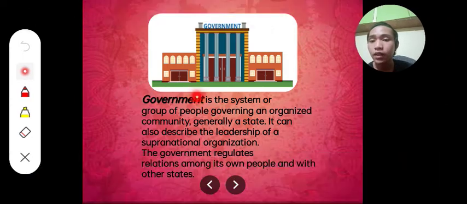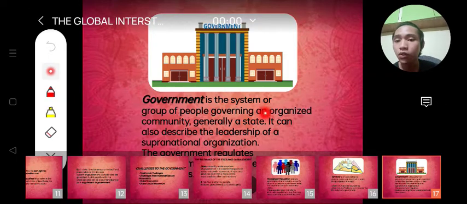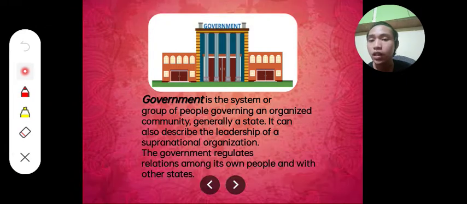The next is the government. Government is the system or group of people governing and organizing the community, generally the state. It can also describe the leadership of a supranational organization. The government regulates relations among its people and other states. So government provides good governance, and government is run by politicians, as we all know, by the jurisdictions. So they can follow certain rules and regulations. They provide laws to maintain peace and economic alliances with other countries, because this topic is all about the global interstate system. It is about negotiating with other countries.